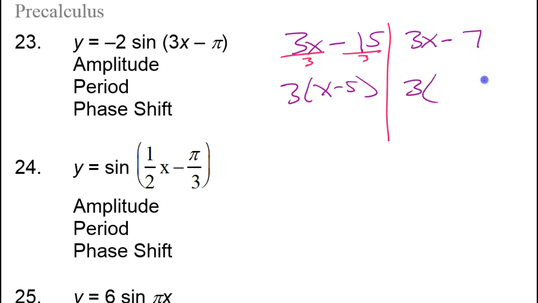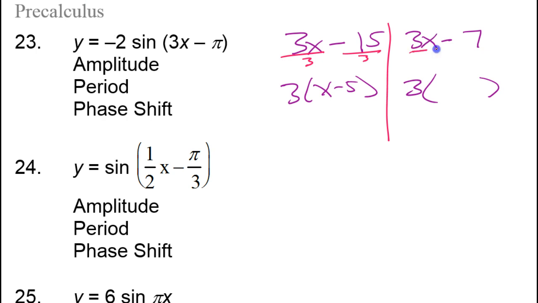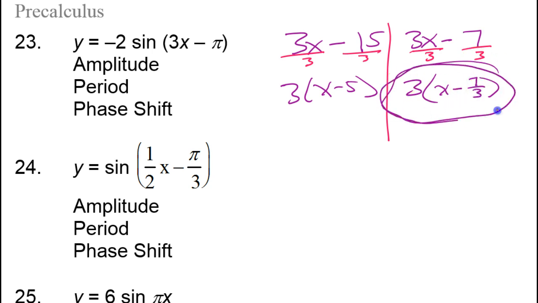If I still needed to factor out the 3, I could, as long as I understand that when I factor out the 3, I must divide by 3. So that would leave me with x minus 7 over 3. This is the form that we need when we are trying to graph a function. I can't just leave it like 3x minus 7. I have to factor out the 3 before I consider what is the phase shift. So that's what's about to happen.